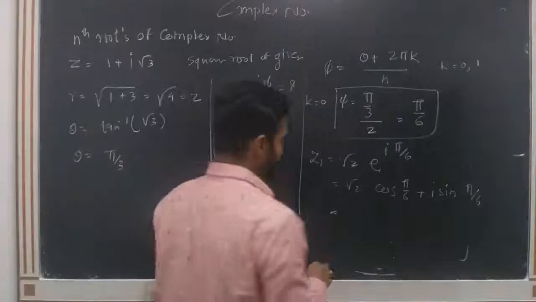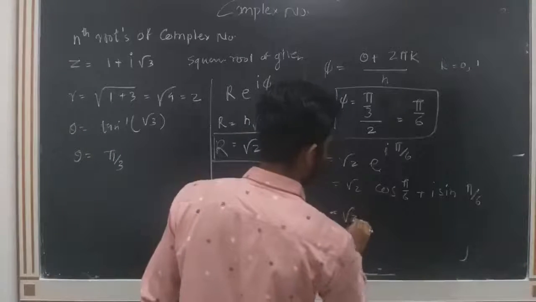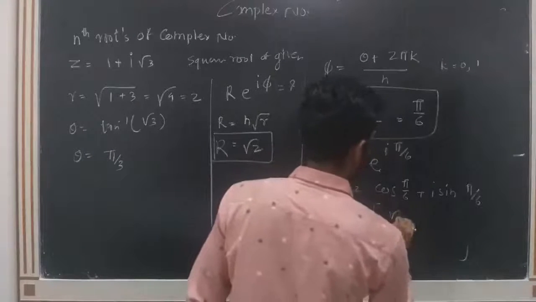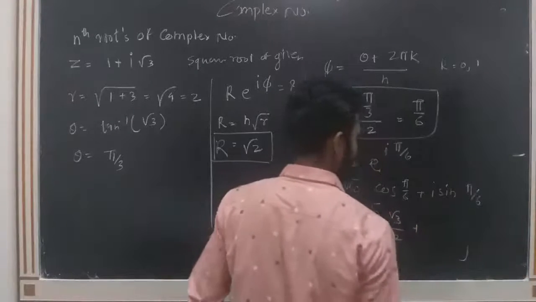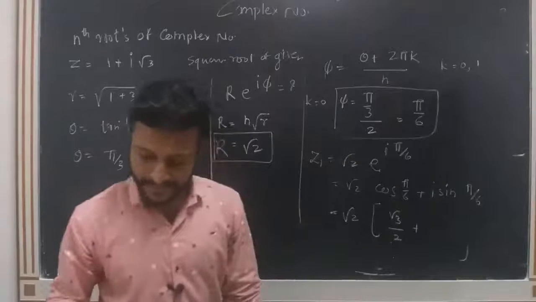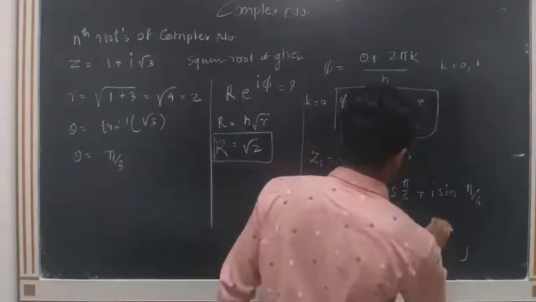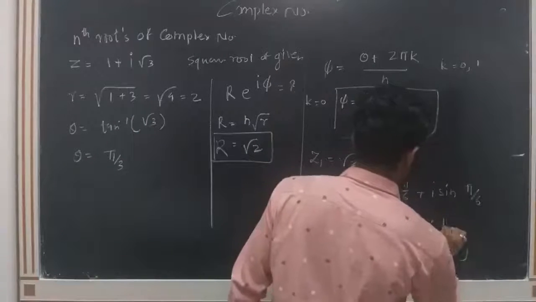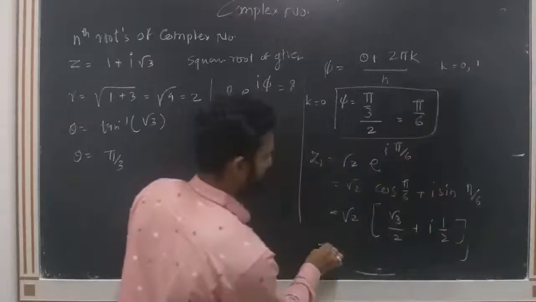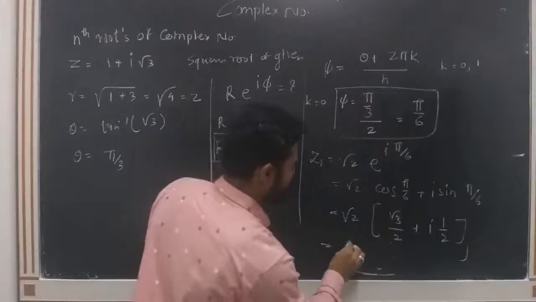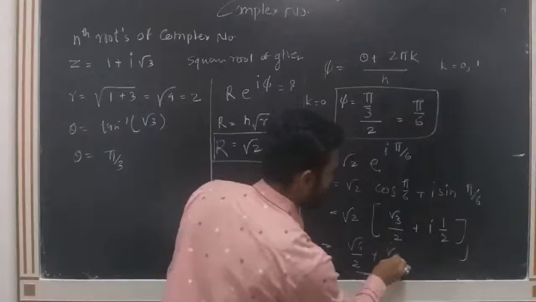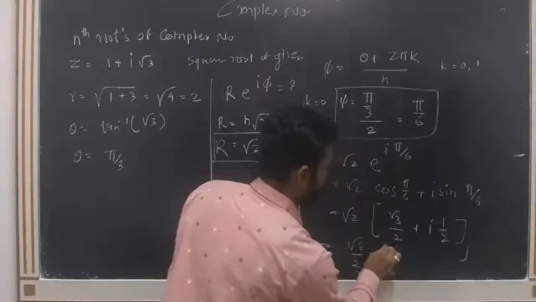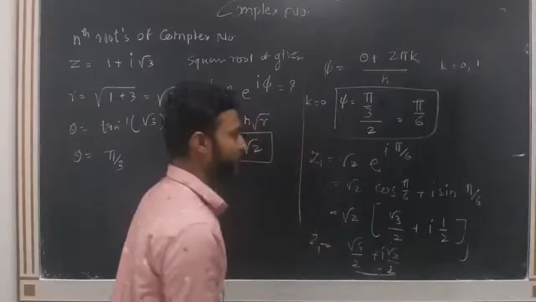Root 3 by 2. So this is root 2 into root 3 by 2 plus, what is the value of I sin pi by 6? 1 by 2, I 1 by 2. If you just multiply this by root 2, you will get root 6 by 2 plus root 2 by 2 I. So this is the first root.